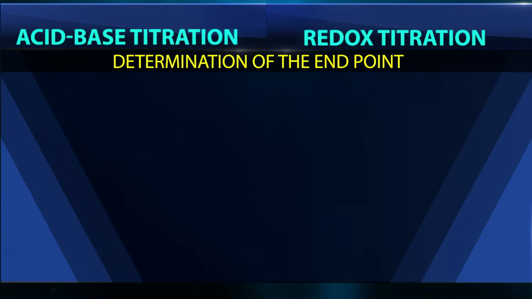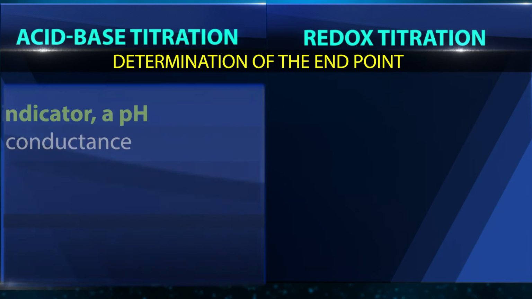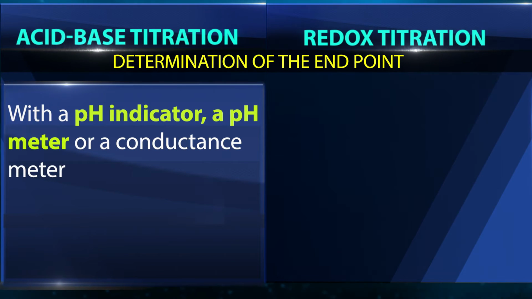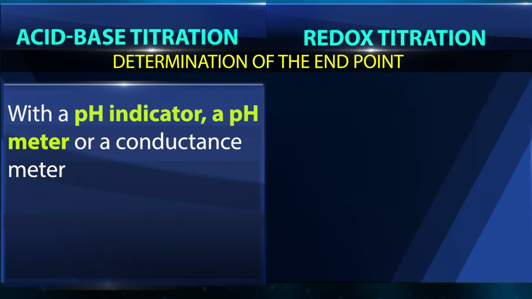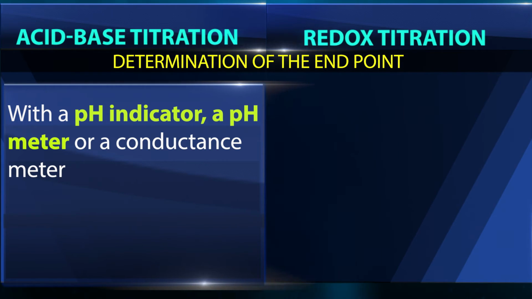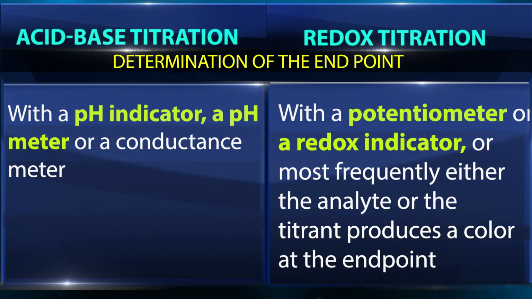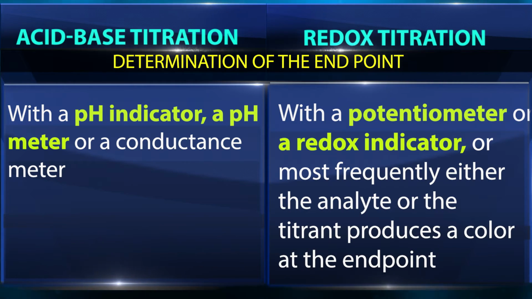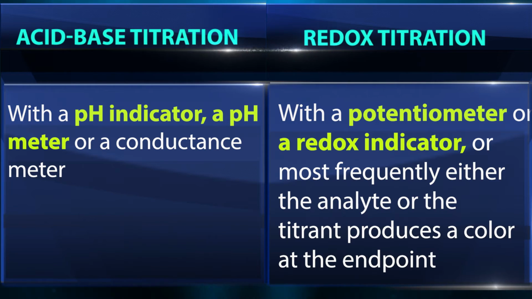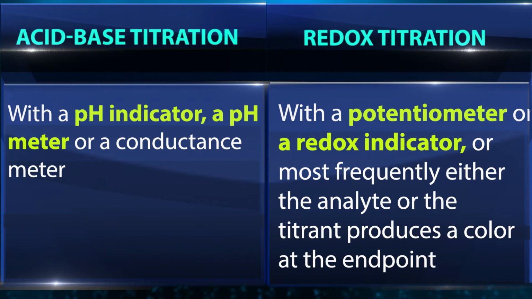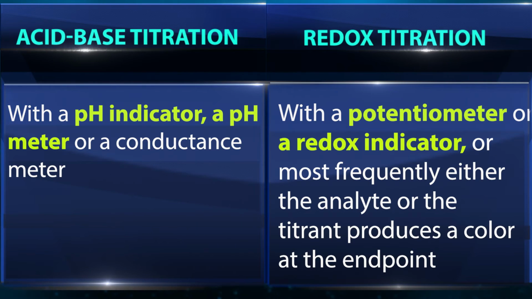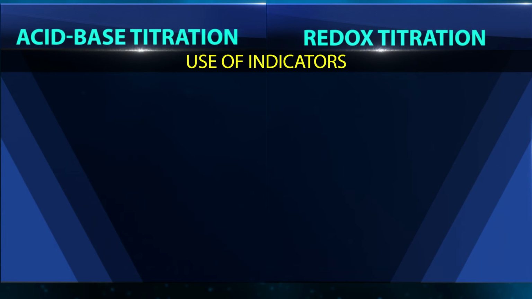Determination of the endpoint. Acid-base titration. With a pH indicator, a pH meter, or a conductance meter. Determination of the endpoint. Redox titration. With a potentiometer or a redox indicator, or, most frequently, either the analyte or the titrant produces a color at the endpoint.